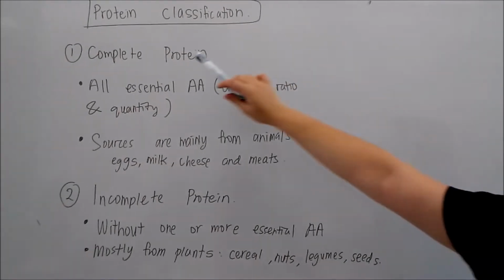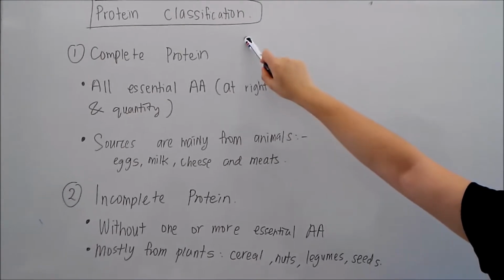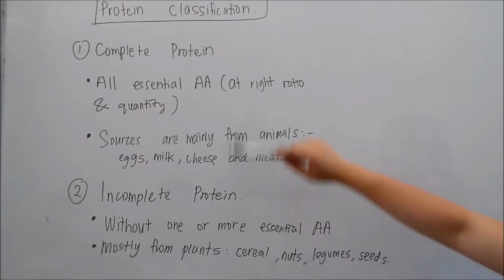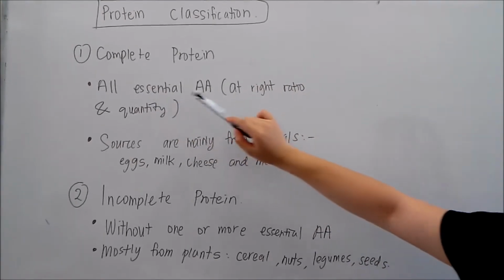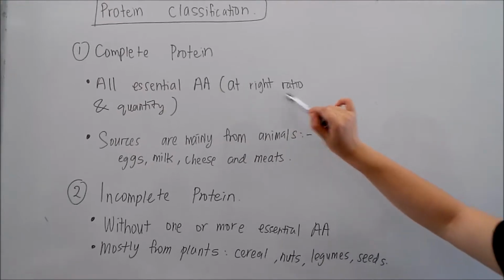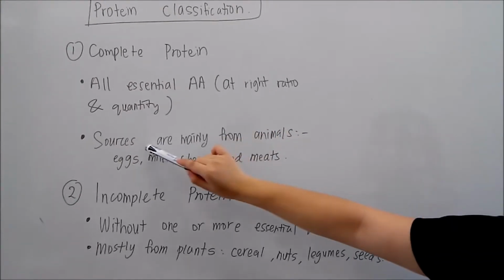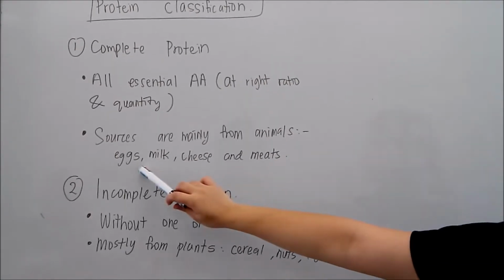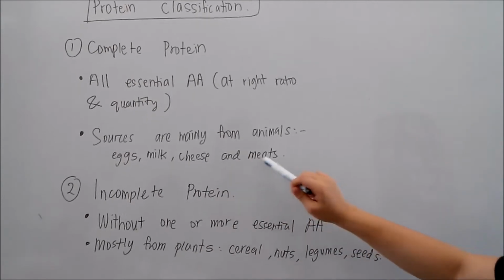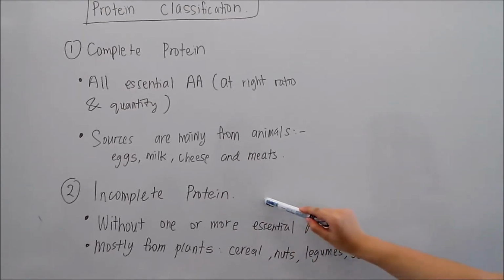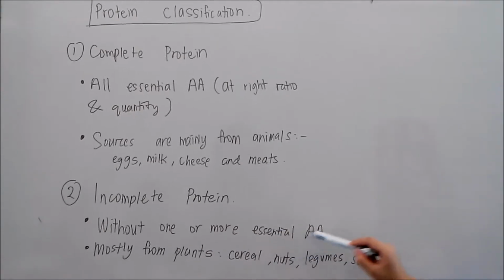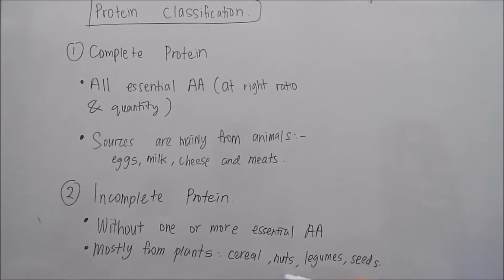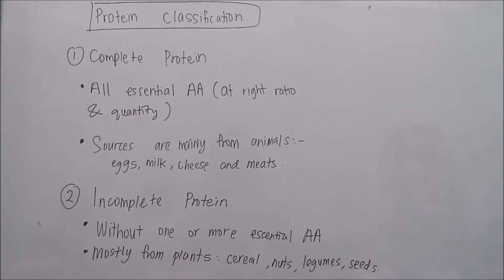Okay, now we move into protein classification. Protein can be classified into complete protein and incomplete protein. Complete proteins contain all essential amino acids at the right ratio and quantity. Sources of complete proteins are animals, such as eggs, milk, cheese, and meat. Incomplete proteins lack one or more essential amino acids, and are mostly from plants, such as cereals, nuts, legumes, and seeds.